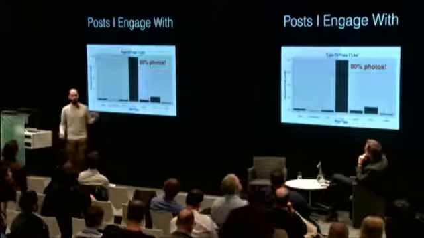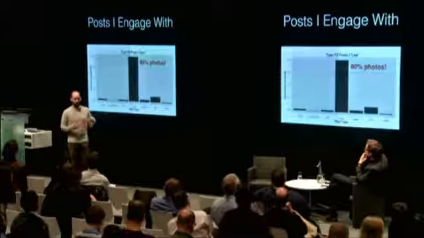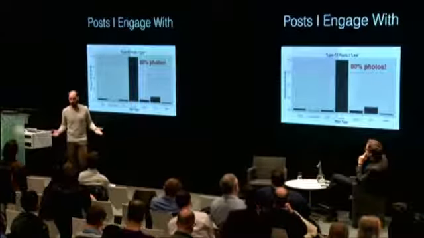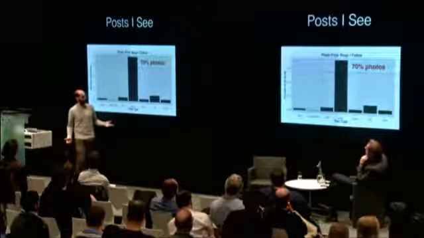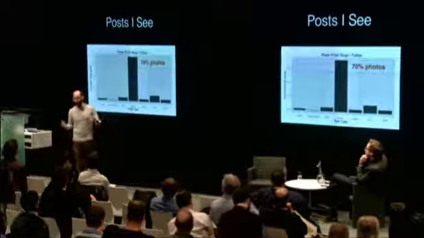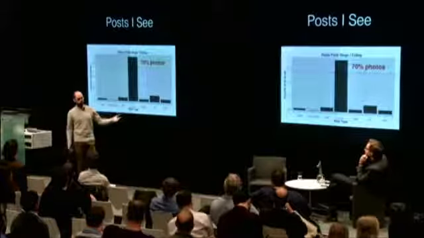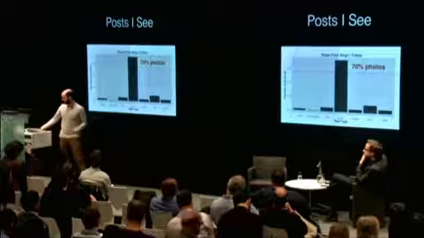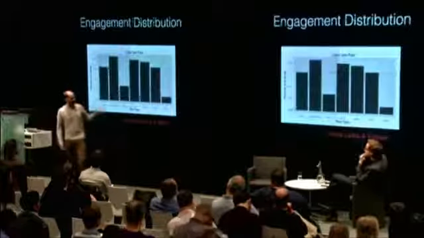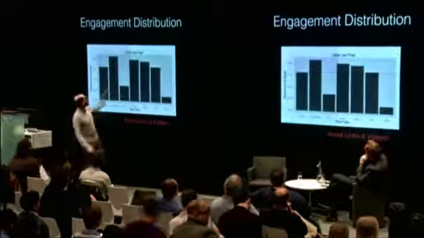But of course, this isn't normalized, right? We don't know what kinds of posts I could have liked. Maybe I was shown 70% photos. So if 70% of the stuff that I see is a photo, clearly most of the stuff that I interact with is going to be a photo. So once we normalize this, you can see photos are okay, right? They're second best.